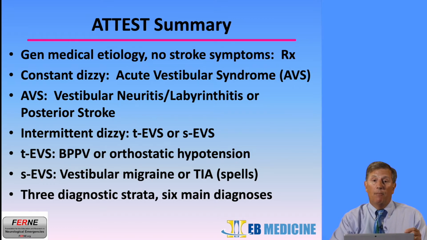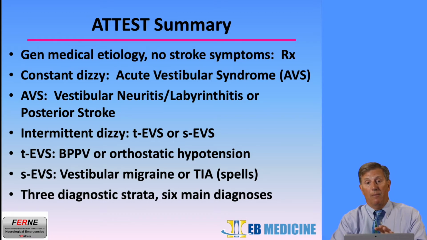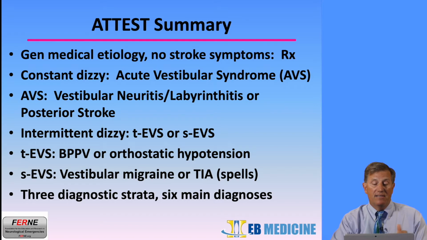If it's intermittent dizziness, remember it's either triggered or spontaneous. In triggered EVS, it's either BPPV or orthostatic hypotension. And if it's spontaneous EVS, it's vestibular migraine or TIA. And those will sound like some type of spell that happen intermittently, spontaneously, but seem very similar in their presentation or symptomatology. So we have 3 diagnostic strata and 6 main diagnoses. If it's acute vestibular syndrome, it's either vestibular neuritis or labyrinthitis or a posterior stroke. If it's triggered EVS, it's either BPPV or orthostatic hypotension. And if it's spontaneous EVS, it's either a vestibular migraine or a TIA, some type of circulation and ischemic spell of the central nervous system.